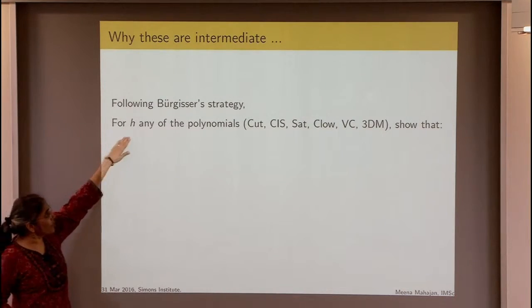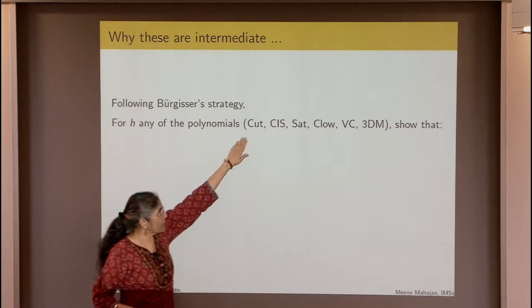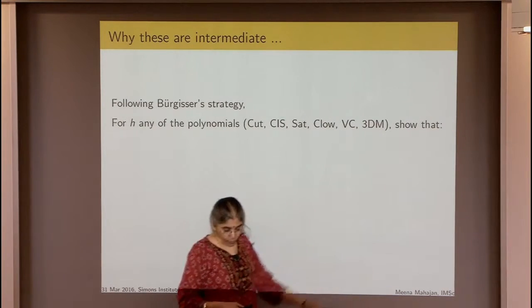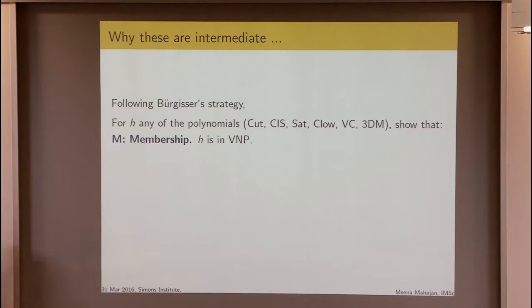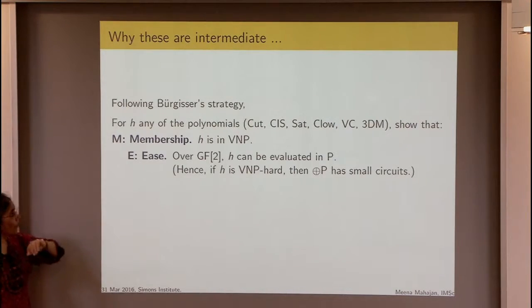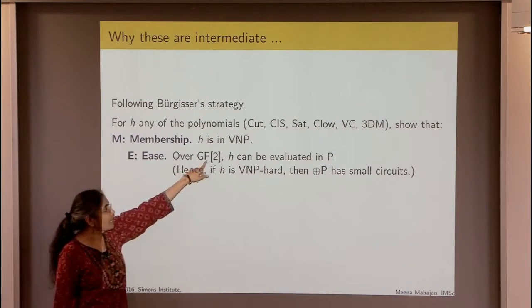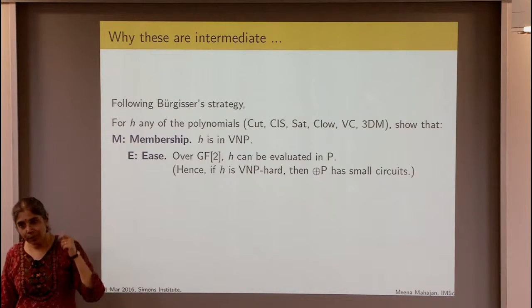So what we need to show is that for each of these polynomials, the cut one is what Bürgisser himself showed and the others we showed. For each of these polynomials, we need to show that it's in VNP, of course, otherwise we have nothing to go by. Now this part is easy in all these cases, so I won't even talk about it. We also need to show that these polynomials are easy, and the definition of easy which is sufficient here is that over GF2 they can be evaluated in Boolean P.